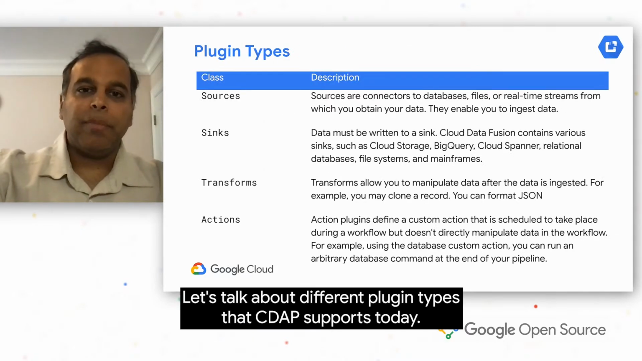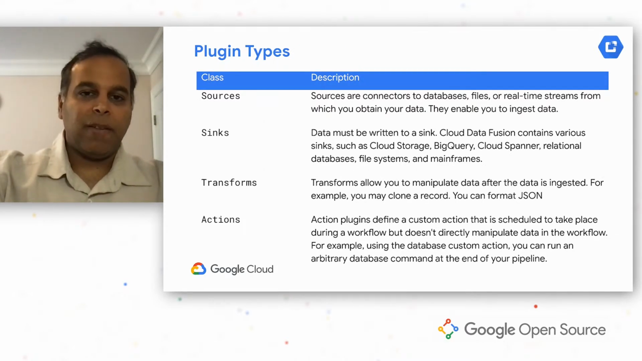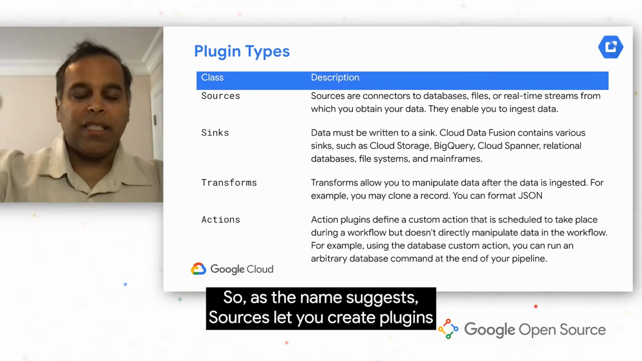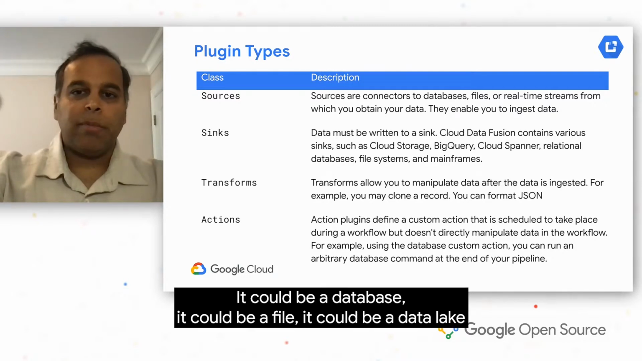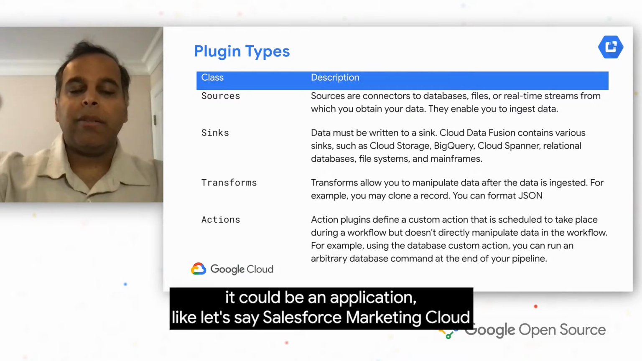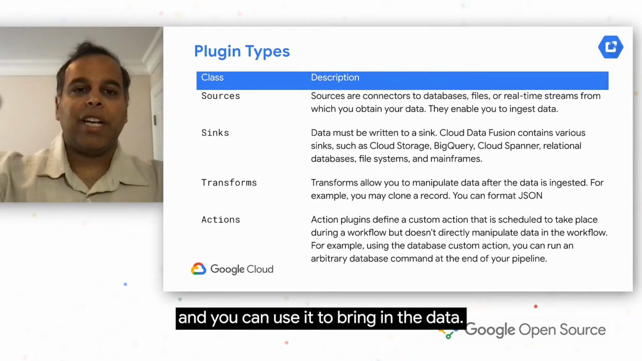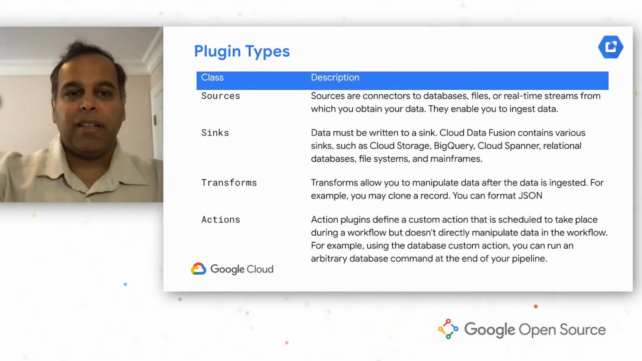Let's talk about the different plugin types that CDAP supports today. As the name suggests, sources let you create plugins that read from a particular data source. It could be a database, a file, a data lake, or an application like Salesforce or Marketing Cloud, and you can use it to bring in the data.